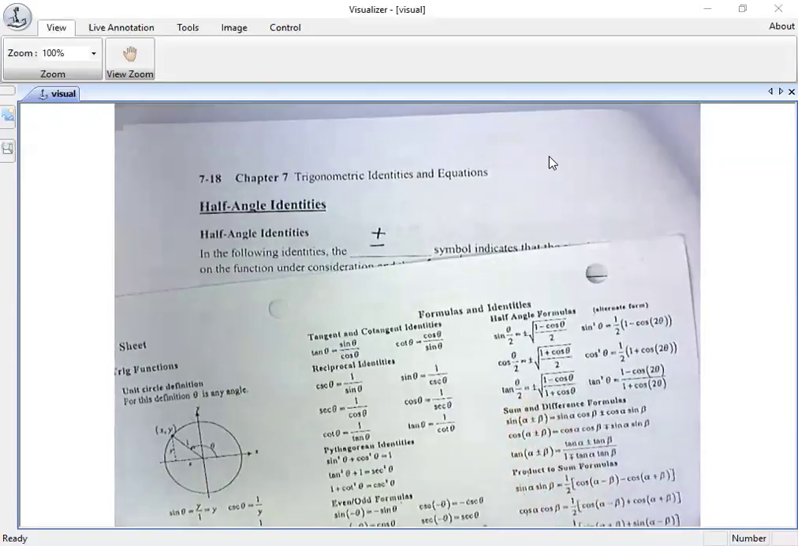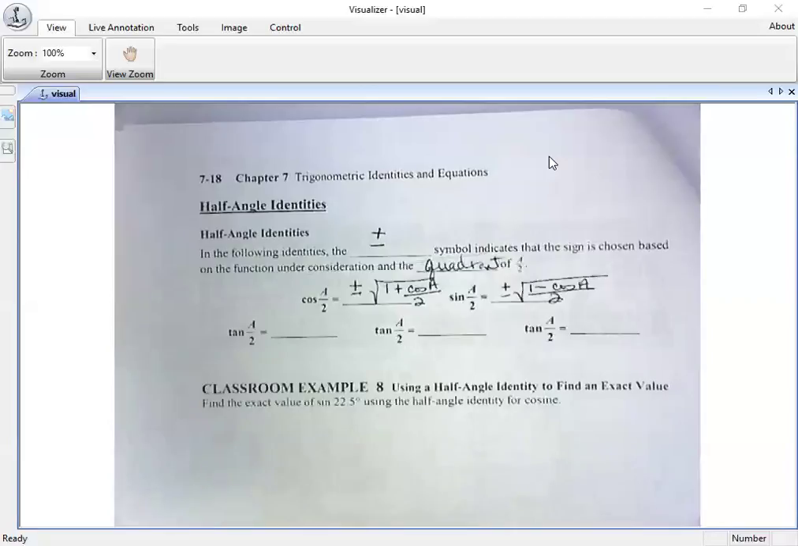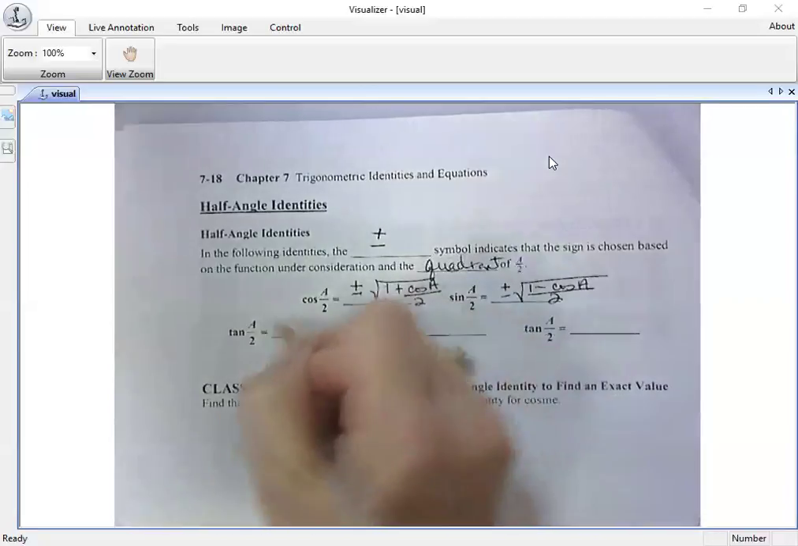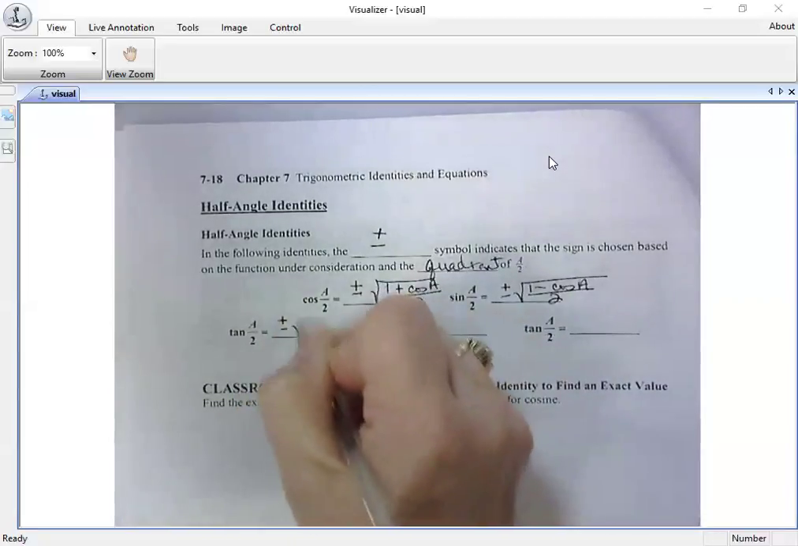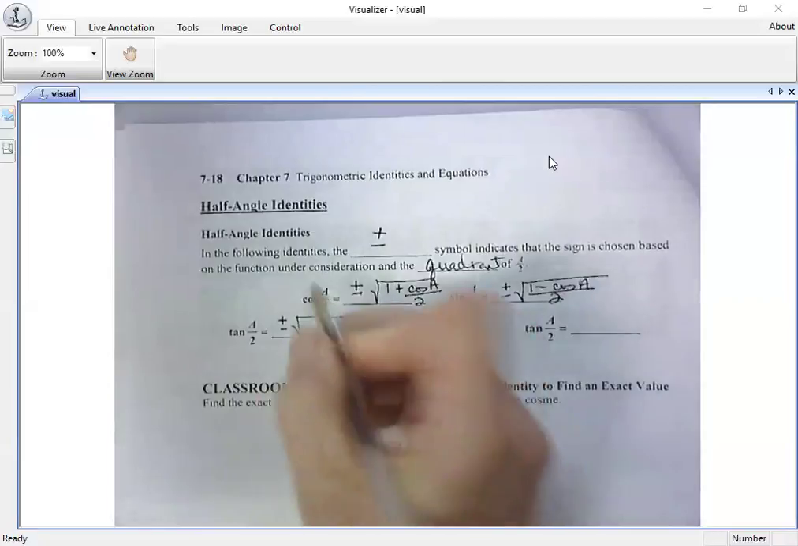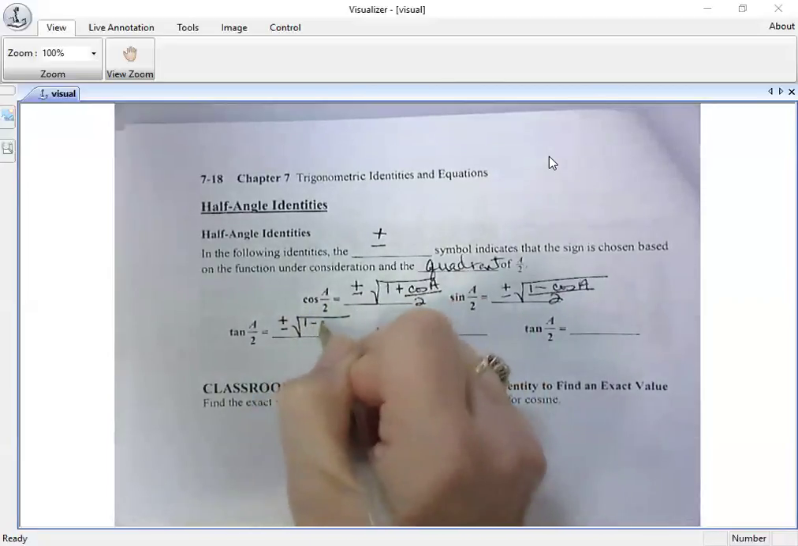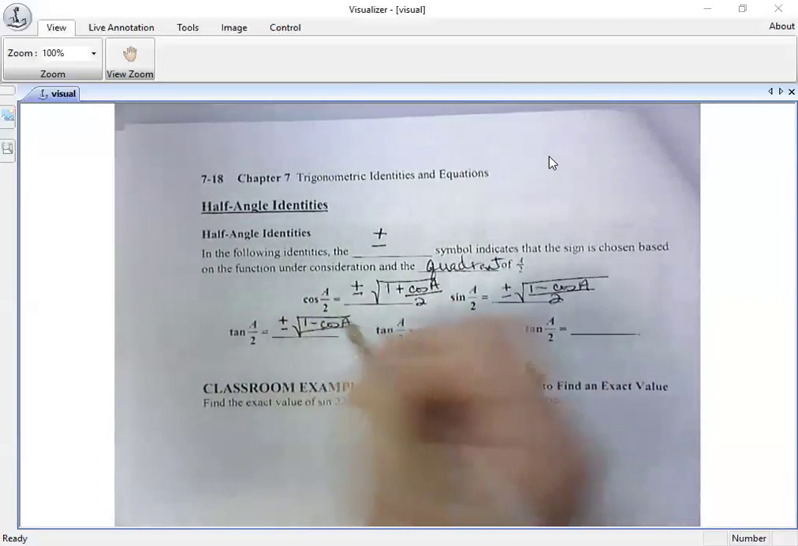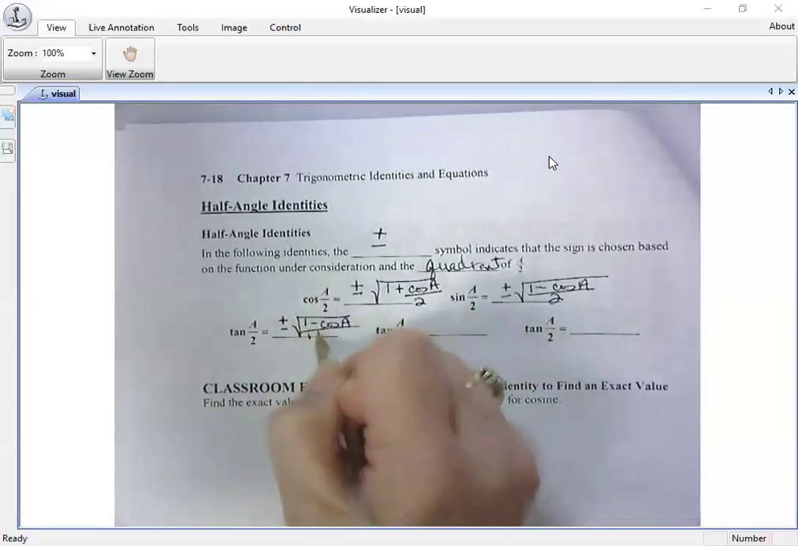Now, for the tangent, there are actually 3 variations. Depending on what you're working with, you may find one of these works better. You know how we had 3 variations for the cosine of a double angle? We've got 3 variations for the tangent of a half angle. So this is the one that's on your sheet. It's either plus or minus the square root of 1 minus cosine A over 1 plus cosine of A.